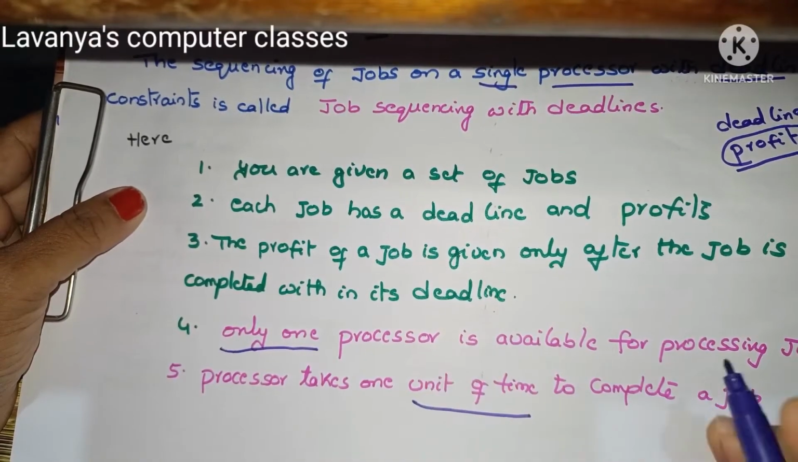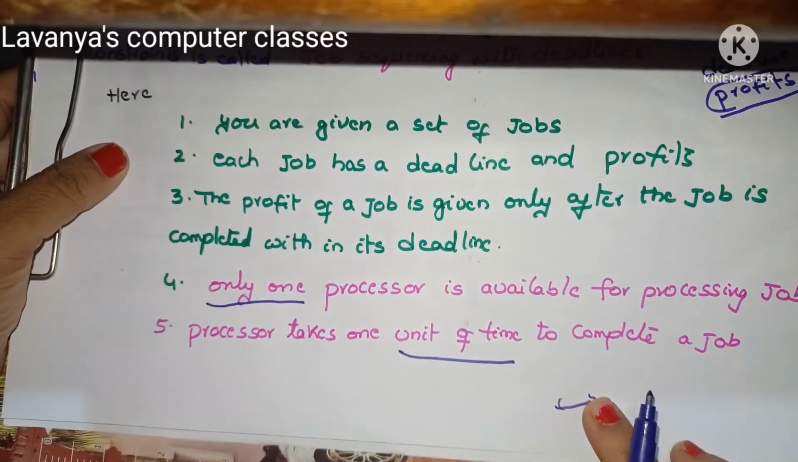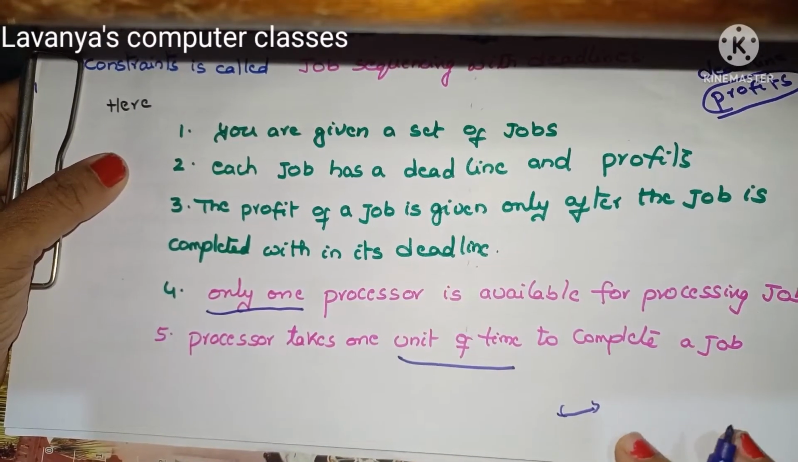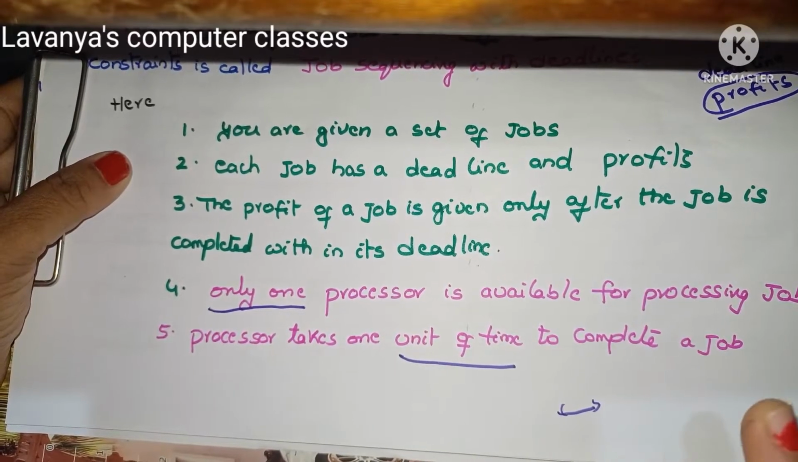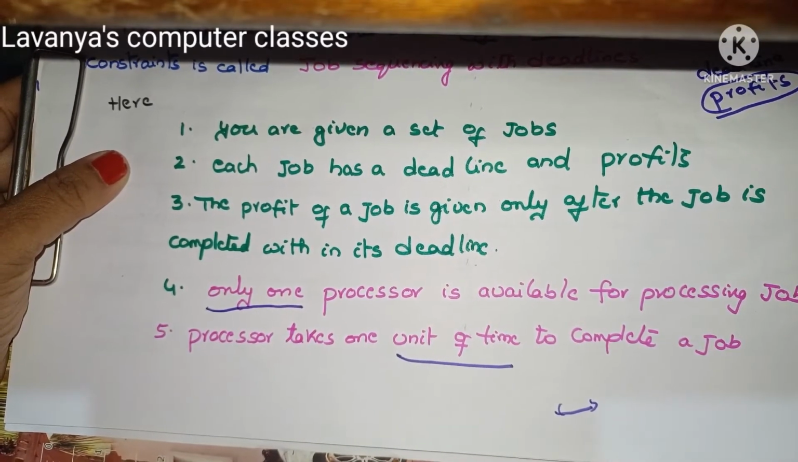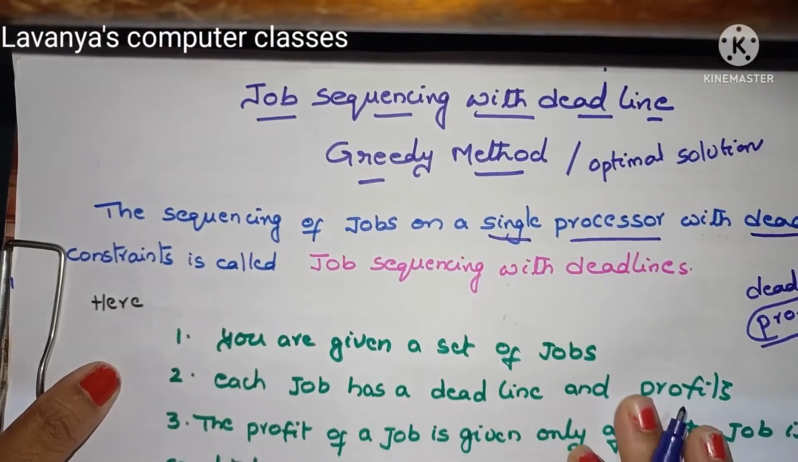And one more thing is, once we start the job, we have to complete the job. Don't leave it in the middle. That is called no preemption. Once we start the job, we have to complete it. Don't leave the job in the middle and go for a second job. It is not allowed in this example. So these are the conditions of job sequencing with deadline.